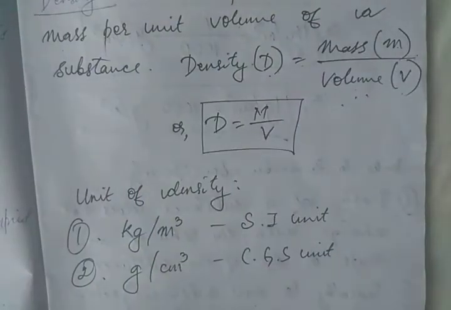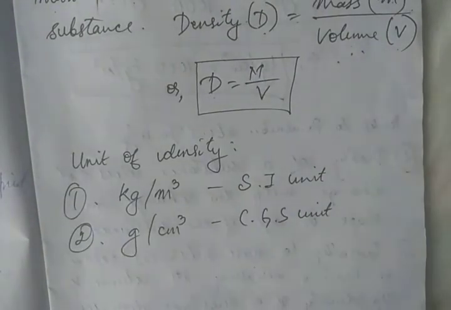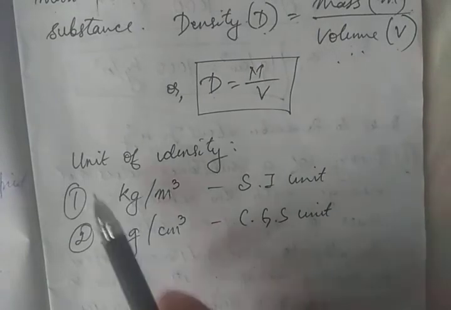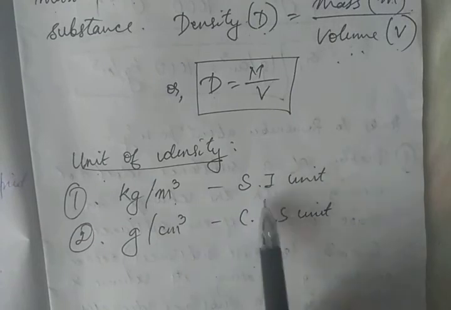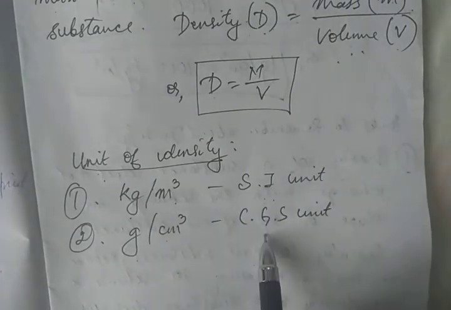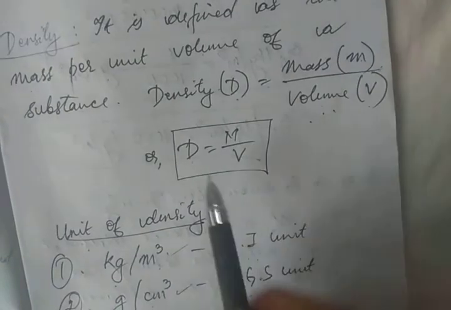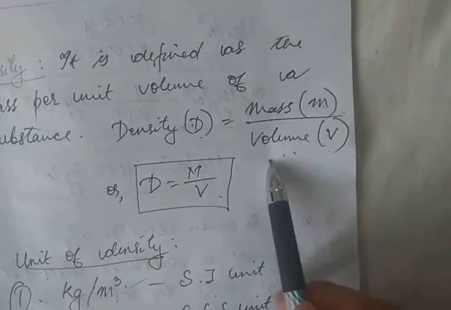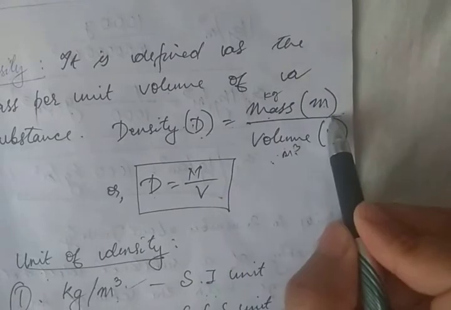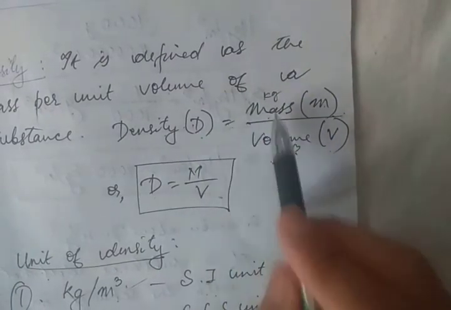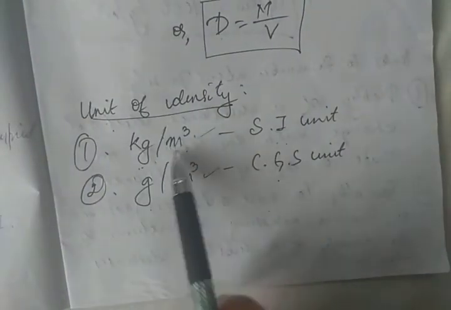Now, in the last video I told you that in order to measure any physical quantity, we need the help of a unit. The unit we use to measure density is kilogram per meter cube, which is the SI unit, and gram per centimeter cube, which is the CGS unit. You don't have to memorize how we get these units; it comes from the definition. Density is mass upon volume. The SI unit of mass is kilogram, and the SI unit of volume is meter cube. So with the division sign, density's SI unit will be kilogram per meter cube.